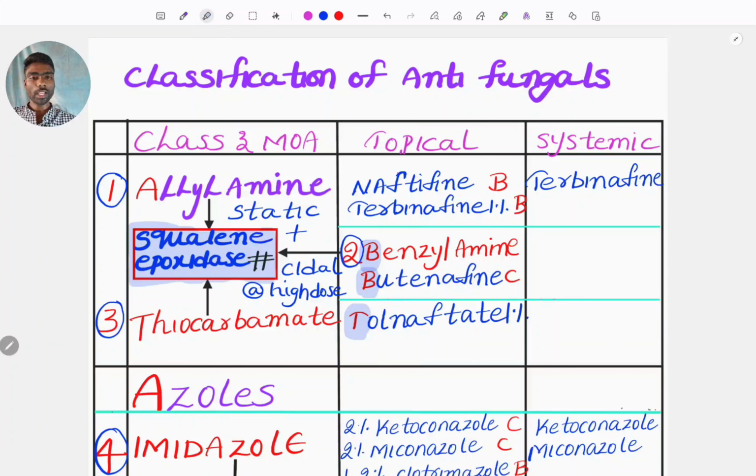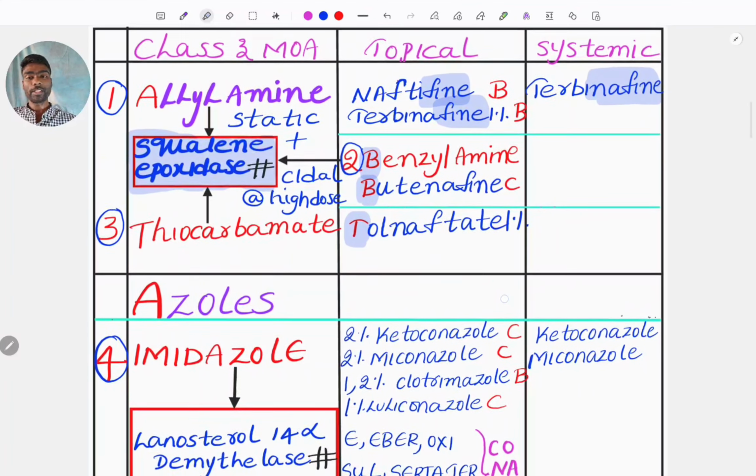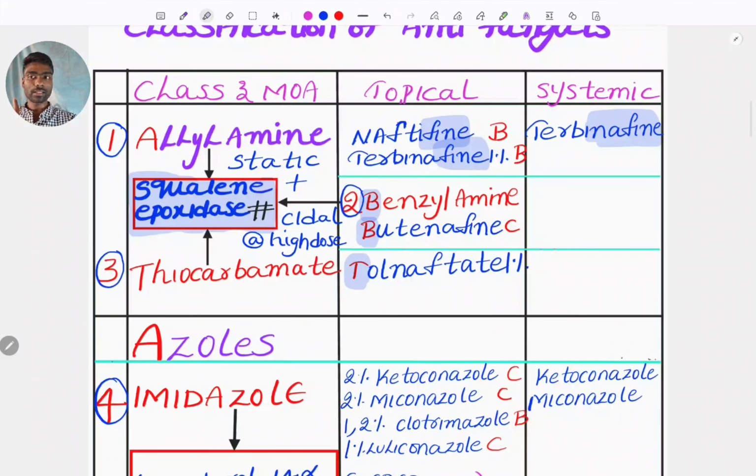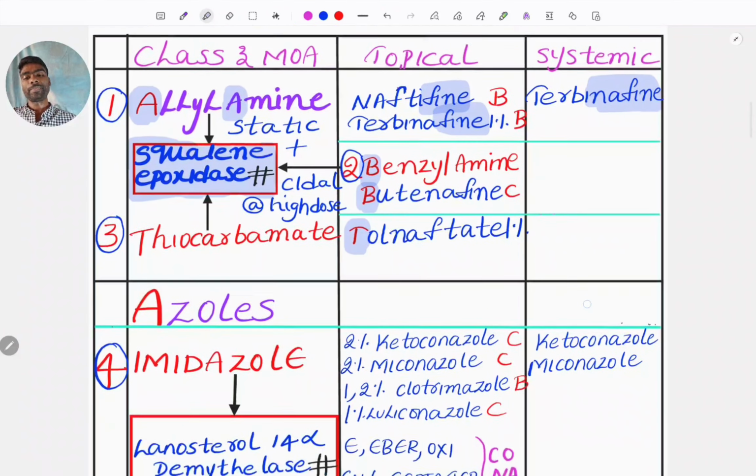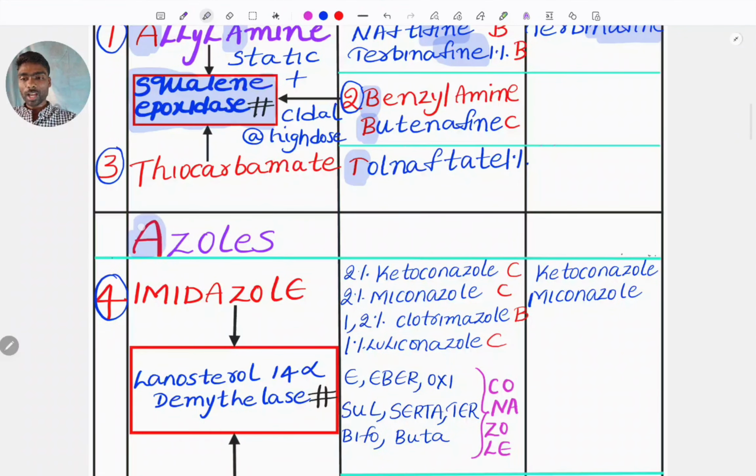Now coming to examples of allylamines. Examples of allylamines end with fine: naftifine, terbinafine. In systemic, the example is the same, terbinafine. 3 drugs, 2 topicals and 1 systemic. Now first A finished. Let us go to second A. Here in first A we have 2 A's, allylamines. So we have given the first enzyme squalene epoxidase to inhibit. Now we will go to the second A. Here only 1 A. Already the one having 2 A's took first enzyme squalene epoxidase. Here only 1 A is there, so we will give second enzyme.